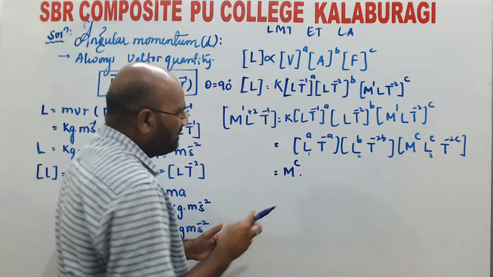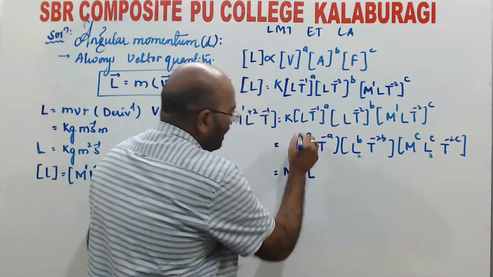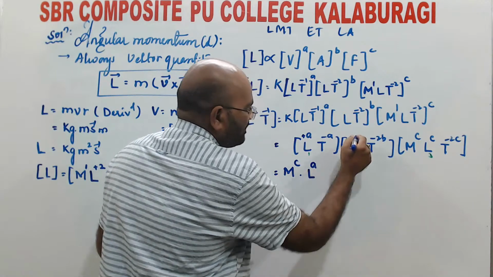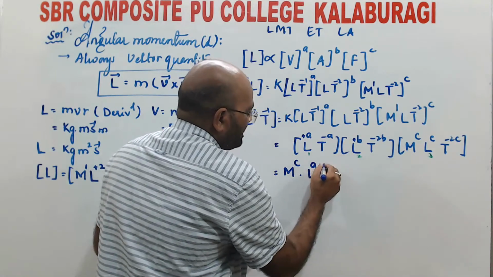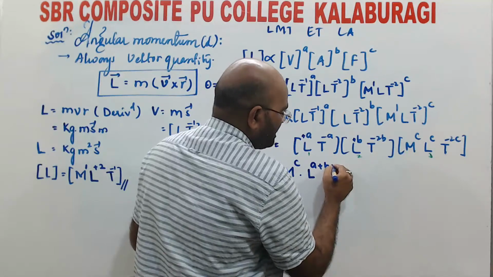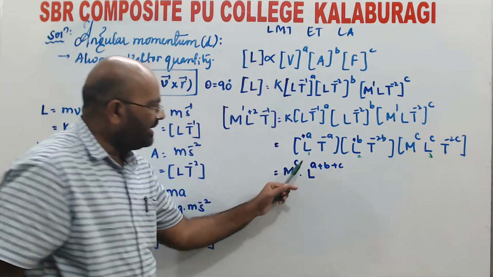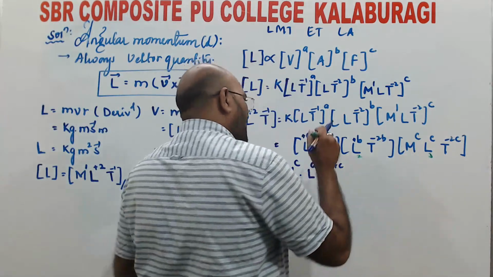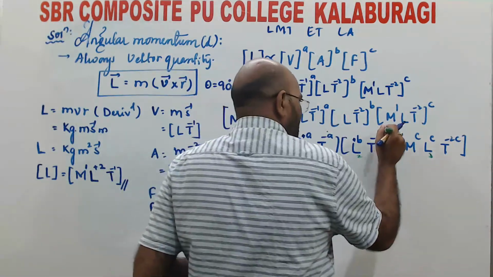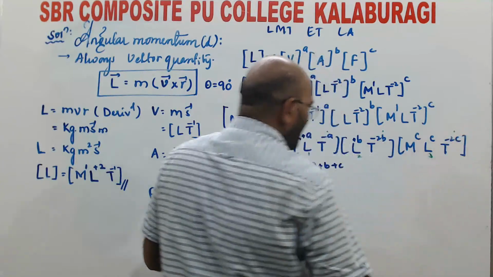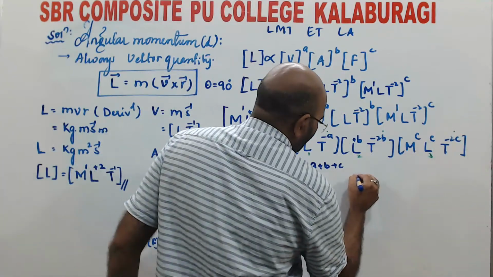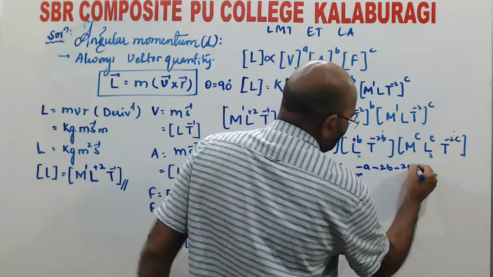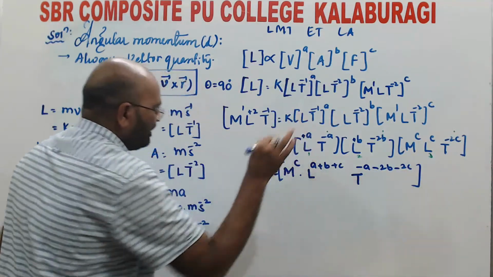Then take all the L's to one side. L to the power, what is the sign over here? We have plus, L to the power a. This is again plus. So plus b, and how many c's will be there? Plus c. Then a plus b plus c we got. Then next one, how many times do we have T? This is the 1, this is the 2, and this is the 3 times. T to the power minus a minus 2b minus 2c. We got all the values over here.